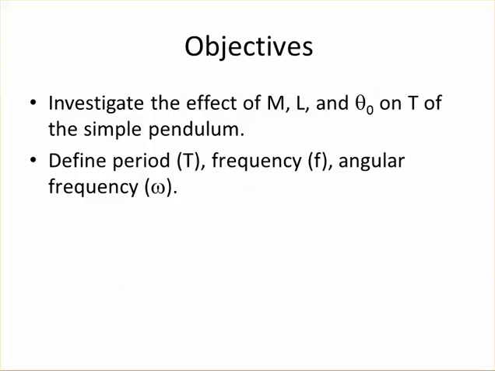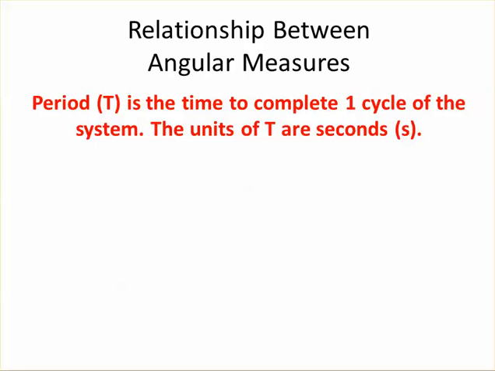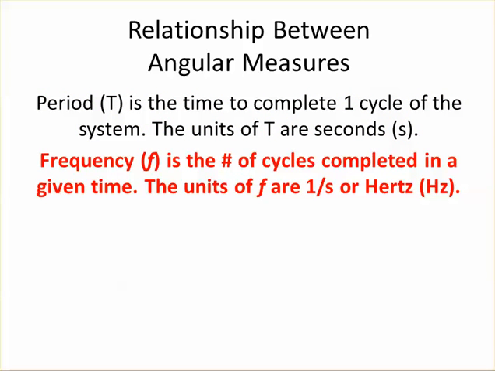You're going to define period, frequency, and angular frequency. Period is the time to complete one cycle of the system. The units of period are seconds. Frequency is the number of cycles completed in a given time. The units of frequency are inverse seconds or hertz. You've all heard of 60 hertz electrical power. That simply means there are 60 cycles per second.